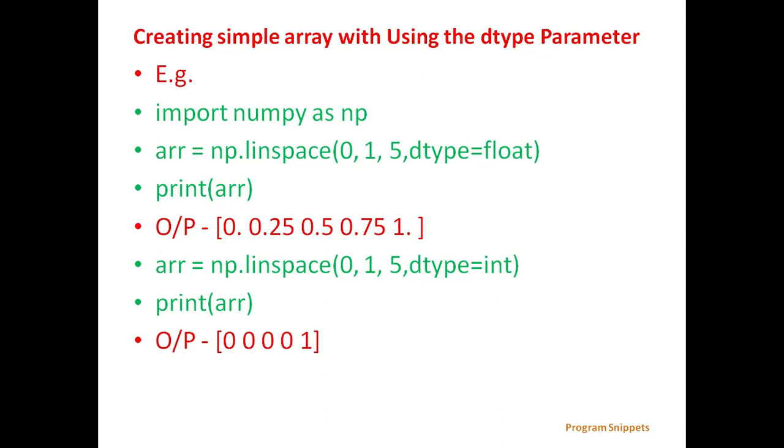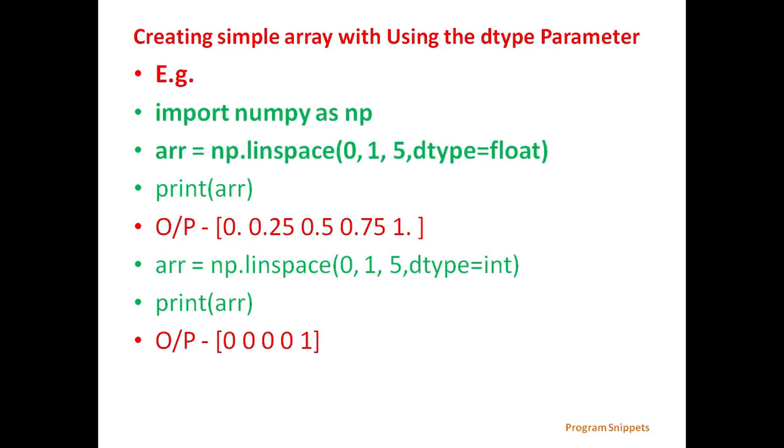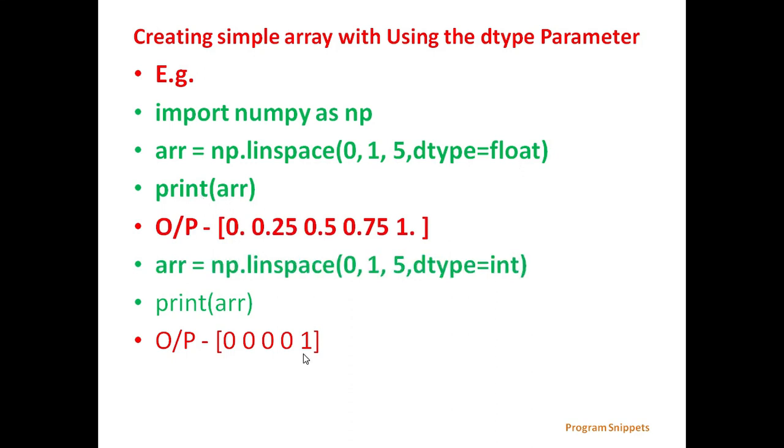Next is creating a simple array using the dtype parameter. For example, if we define an array with linspace as 0, 1, 5 with dtype as float, it will generate an array with float data type. And if we give linspace with dtype as integer, it will generate an integer array. Since the data type is integer, it will generate the first 4 elements as 0 and the last element as 1.